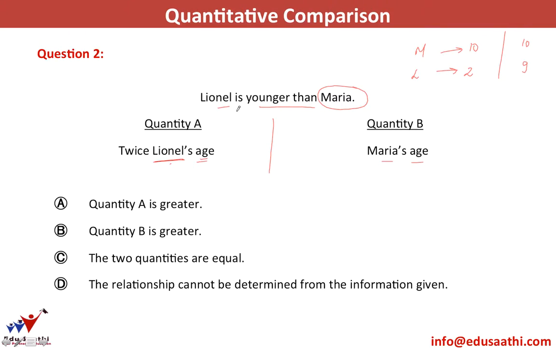If I double the age, what I'm getting here is 4, and here it is 18. Now, comparing 10 and 4, and comparing 10 and 18, I get two results which are inconsistent. So my answer would be option D: the relationship cannot be determined from the information given. In the first case, I get quantity B which is greater. In the second case, I get quantity A which is greater. Inconsistent data, so the relationship cannot be determined.